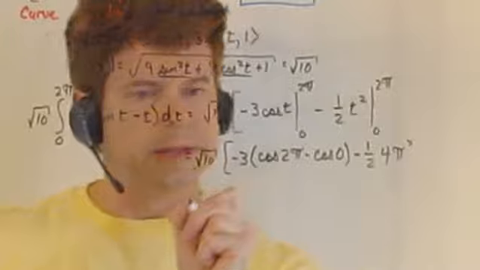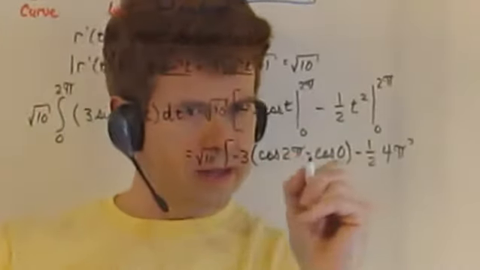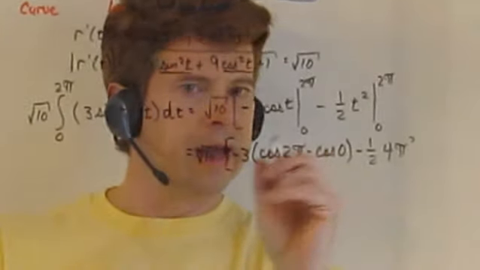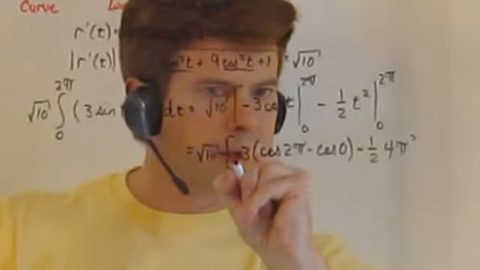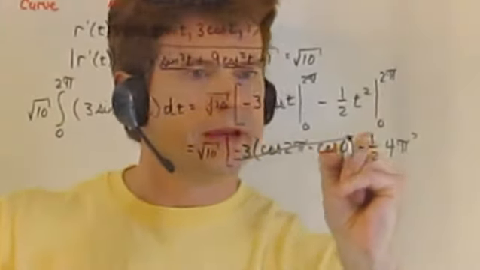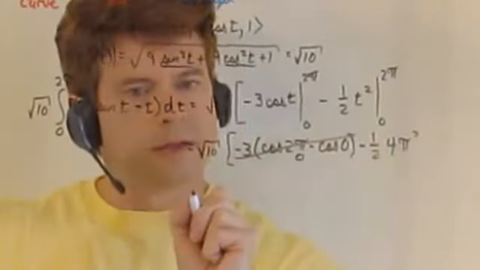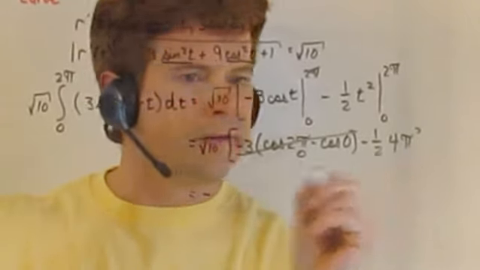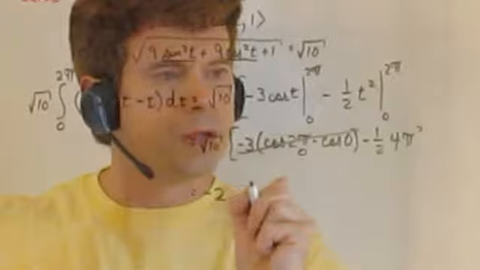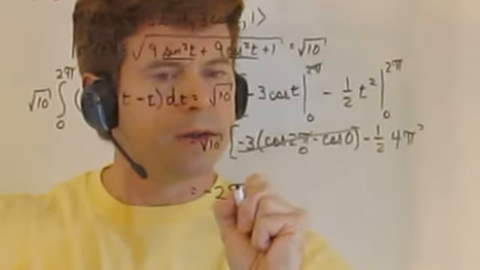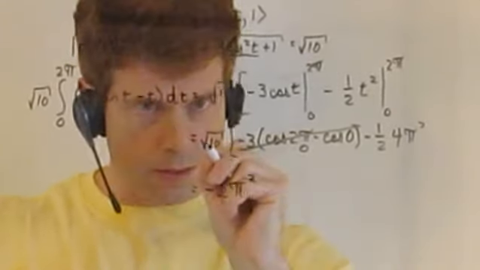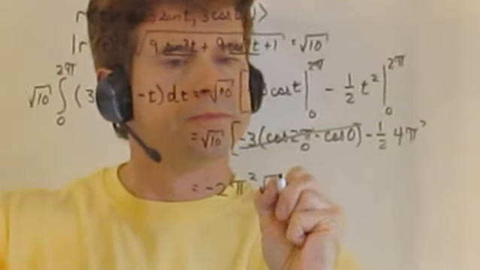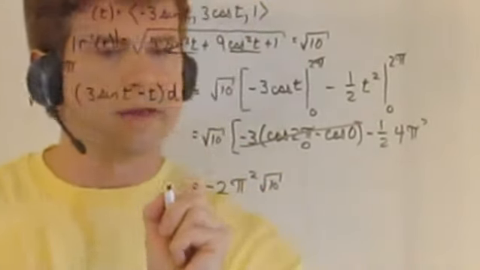So that evaluates there. Now, of course, looking at this, the cosine of 2 pi and the cosine of 0 are the same value. So that just becomes 0. So in our final value here, we have a negative 4 times 1/2, 2. We still have our pi squared. And don't forget the square root of 10. So that gives us our answer.